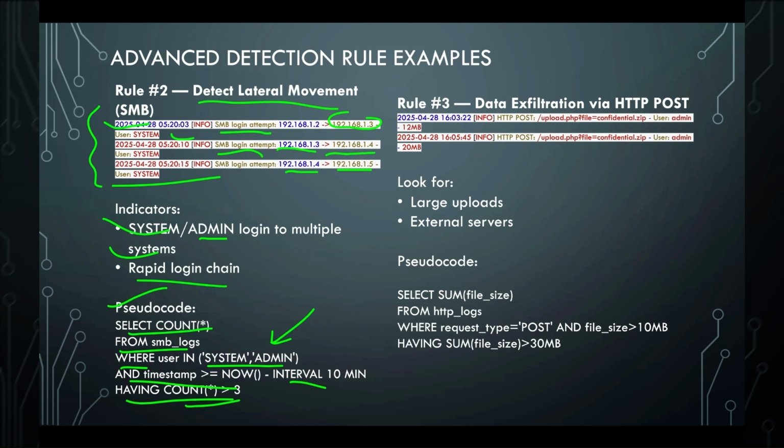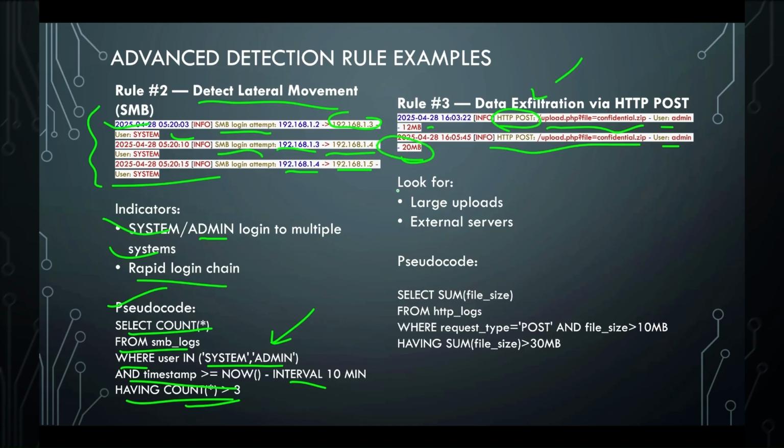Then the next rule we have is data exfiltration via HTTP POST. The objective is to detect when large files are being uploaded to an external server, which is a common method for data exfiltration. Here we have a log with the timestamp, info, then HTTP POST, and the URL path. It is uploading.php with file equal to confidential.zip, and the user is admin, and the size is 12 MB. Another log says the user is admin and the file size is 20 MB.